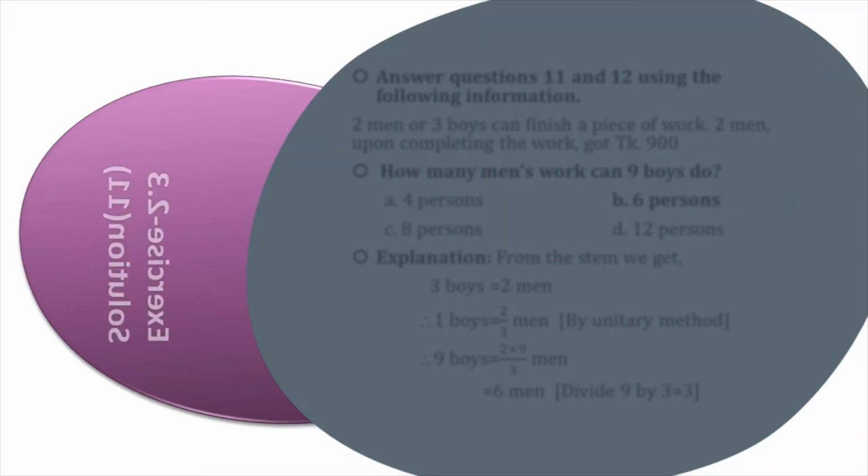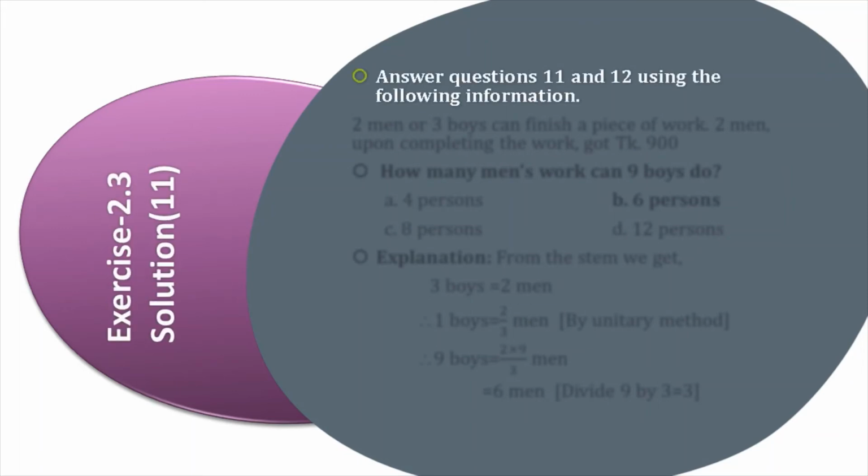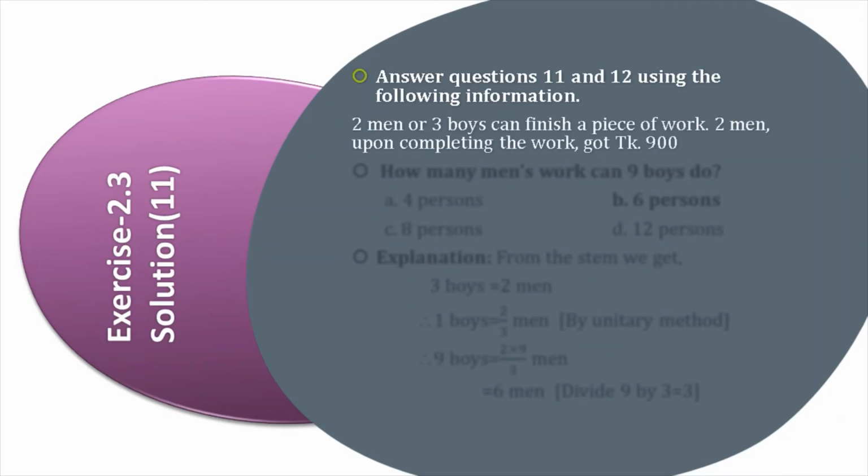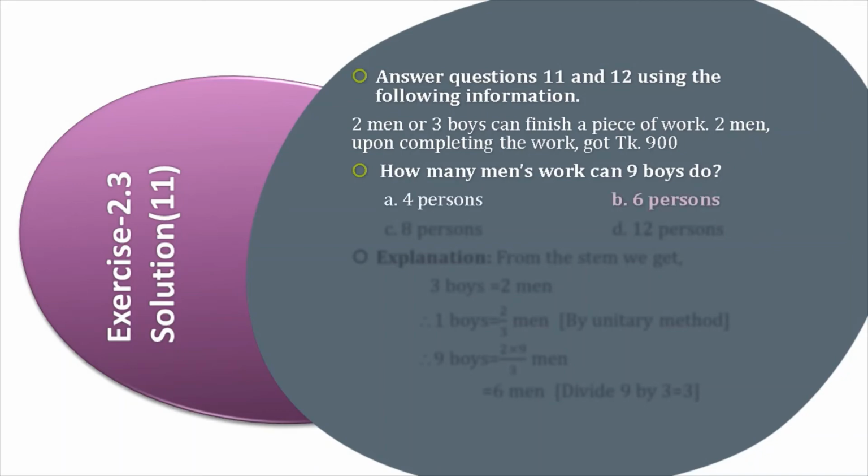So let us see the solution number 11. Answer questions 11 and 12 using the following information. So that is the information: 2 men or 3 boys can finish a piece of work. 2 men upon completing the work got taka 900. That is question number 11. How many men's work can 9 boys do? Our options are: 4 persons, 6 persons, 8 persons, 12 persons. As you can see the marked part, 6 persons is our desired answer.